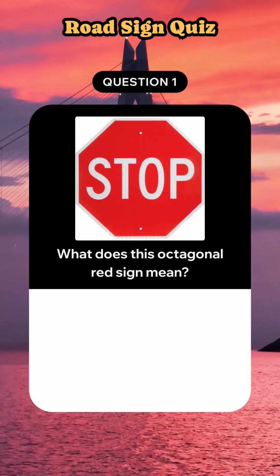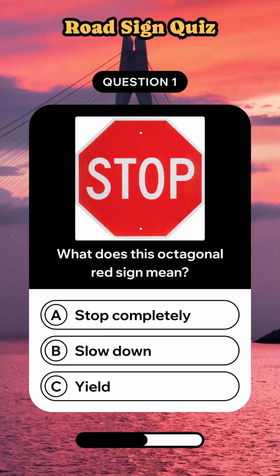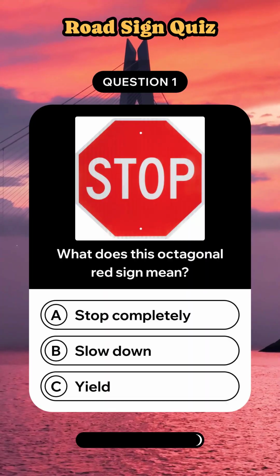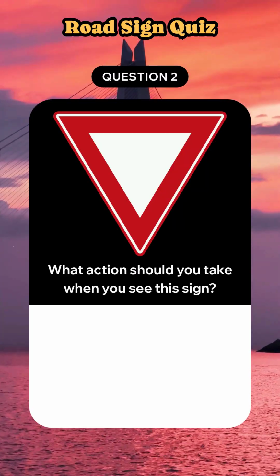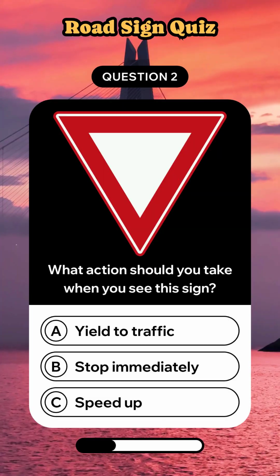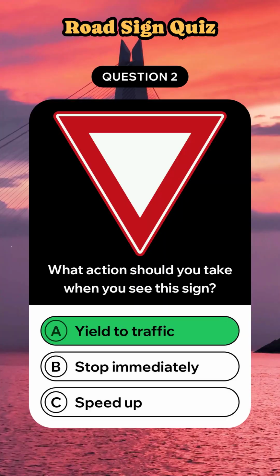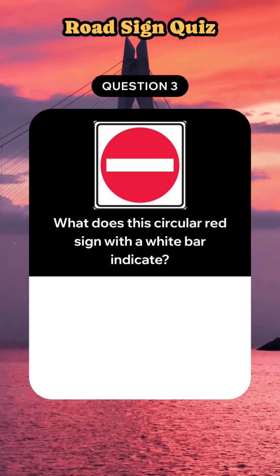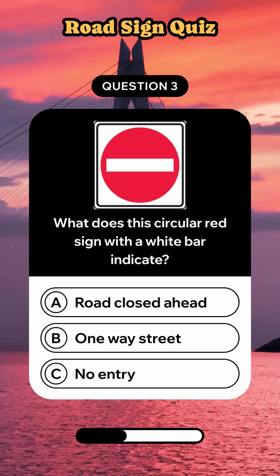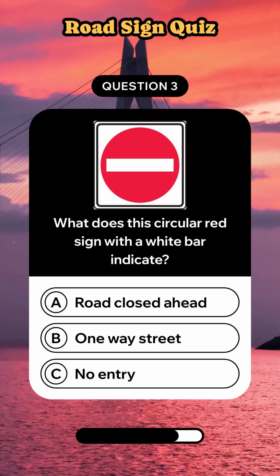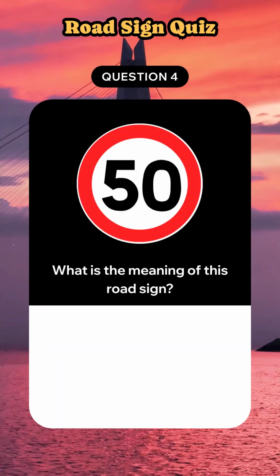What does this octagonal red sign mean? What action should you take when you see this sign? What does this circular red sign with a white bar indicate? What is the meaning of this road sign?